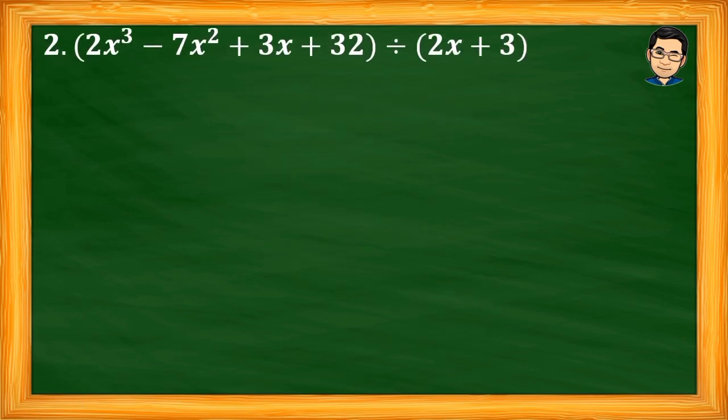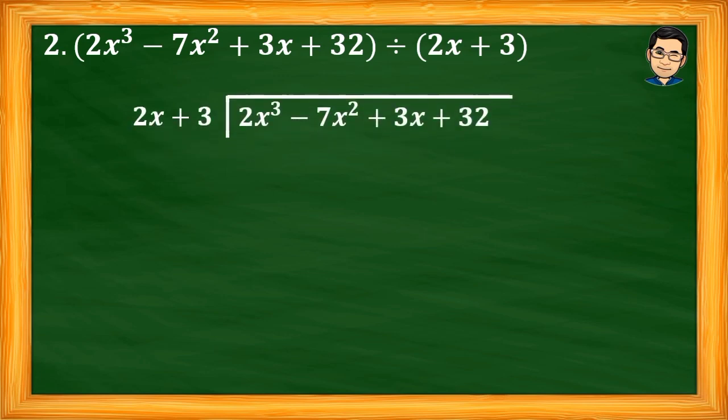Let's have the next example. 2x cubed minus 7x squared plus 3x plus 32 divided by 2x plus 3. So, ganyan po ang pagkakasulat niya. And then, same process. So, 2x cubed divided by 2x. So, 2 divided by 2, that is 1. And then, x cubed over x, that is 3 minus 1, kaya x squared.